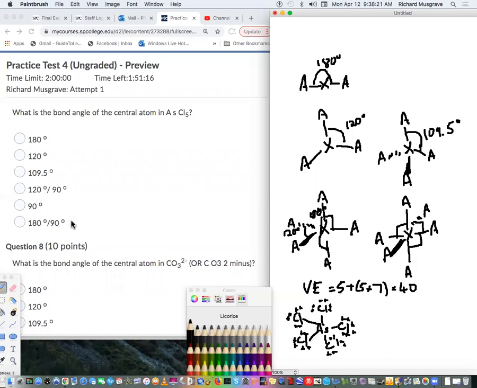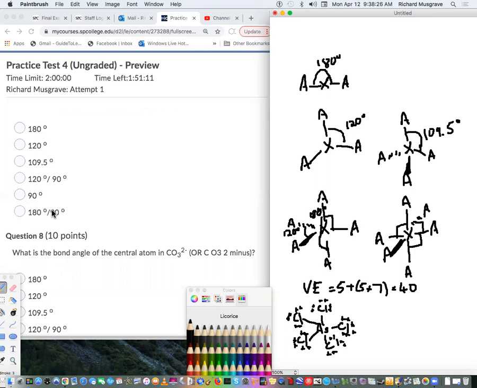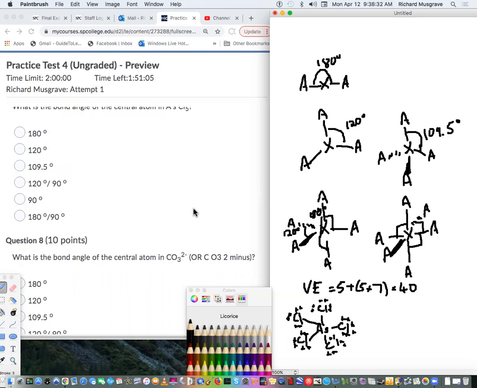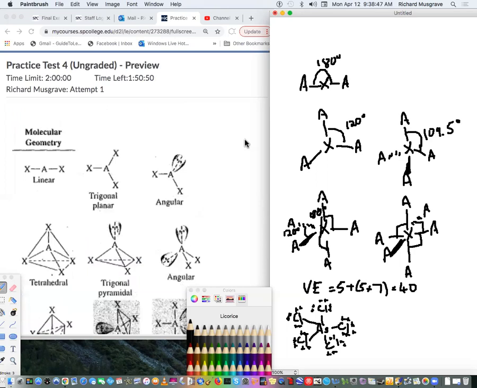Although I'm looking at that. So how do we get the bond angle? Well, that's the thing, Olivia, this is the issue. You have to be able to visualize it. There is a picture. The picture's up here. So there's your linear. Can you see the bond angles on those? Yeah, I see it.